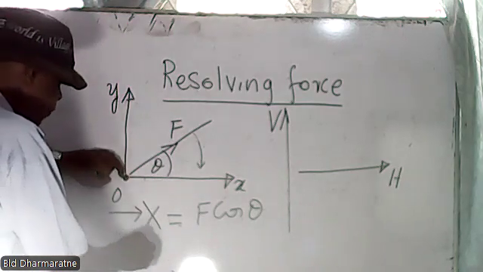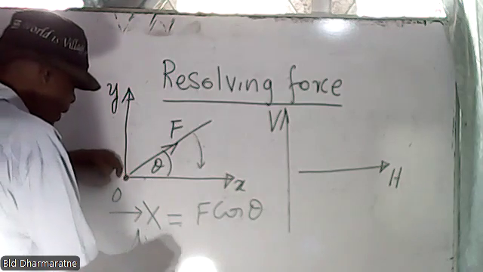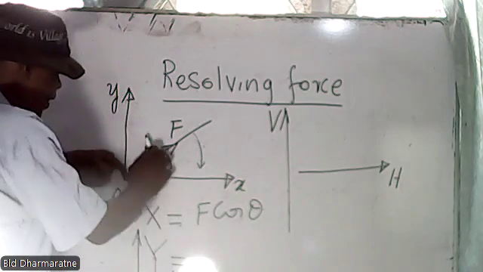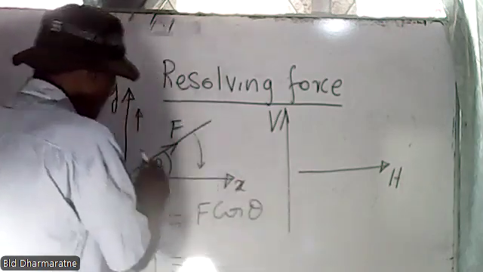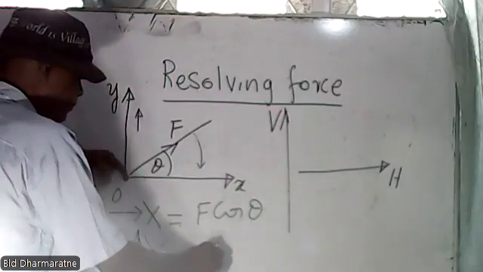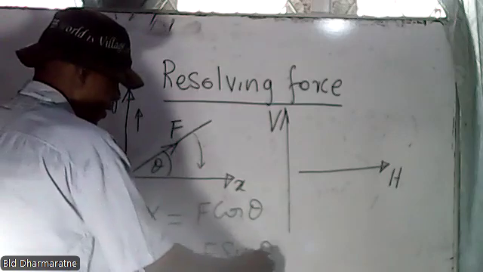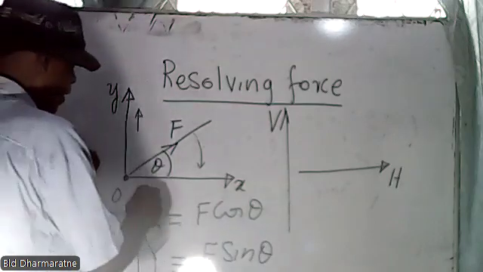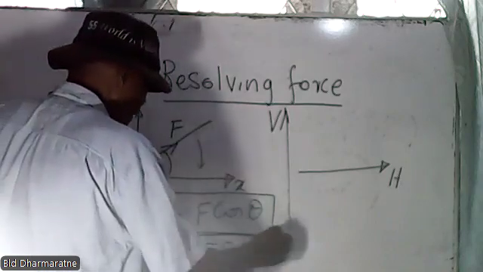Now we get the vertical component y. If the angle theta is with the horizontal, in this direction all the time sine. This direction cos, this direction sine. This direction F sine theta. This is the horizontal component F cos theta. This is the vertical component F sine theta.